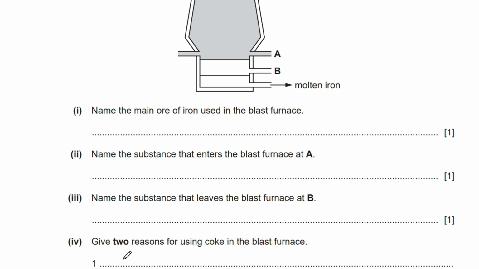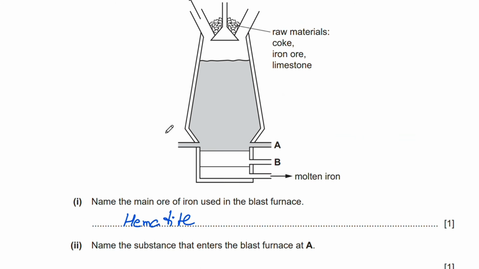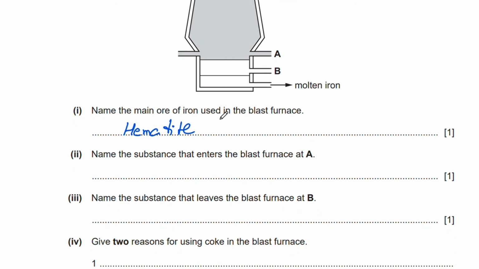Now name the main ore of iron used in a blast furnace. We all know that it's hematite. So hematite is the main ore of iron. So we write hematite. Name the substance that enters the blast furnace at A. We need air. Air enters at the point A because it is used for combustion. So you can write here air.